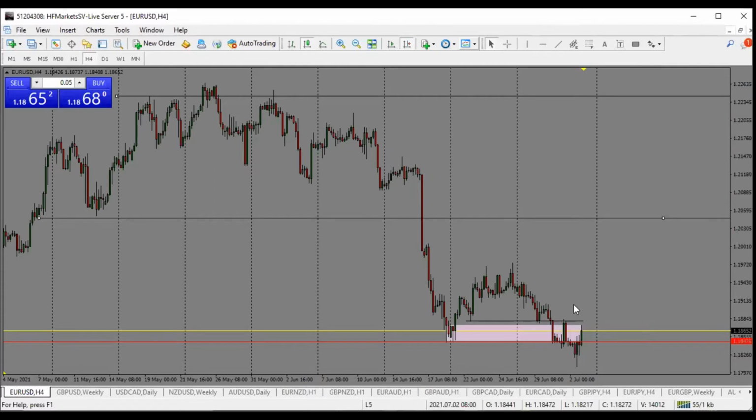But if it rejected on Monday, coming down to lower price, we'll be looking at it taking out this particular low again. Then after then, we'll be looking at buying below this low. So that's our analysis on EURUSD.